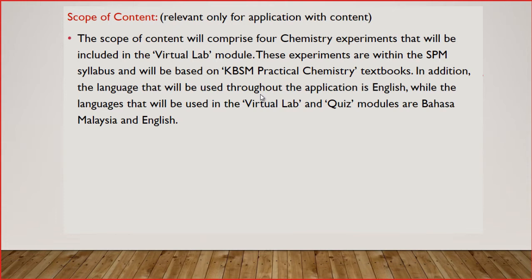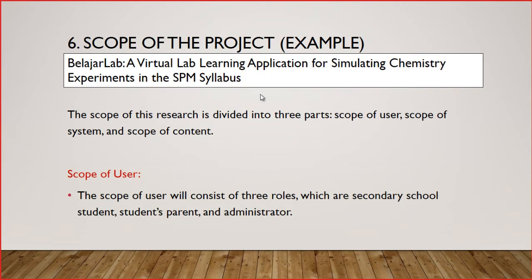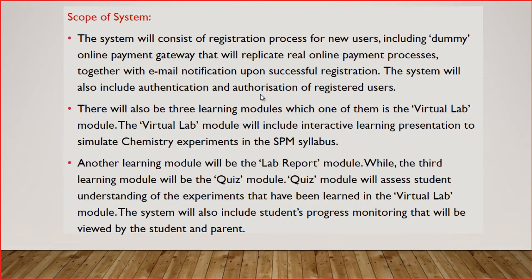If the nature of your project is nothing related to, for example, learning Jawi and so on, you don't have scope of content, but you have scope of system and scope of user. So basically, if you can write something like this, for me this is sufficient to have a very clear idea of what you plan to include in your project.